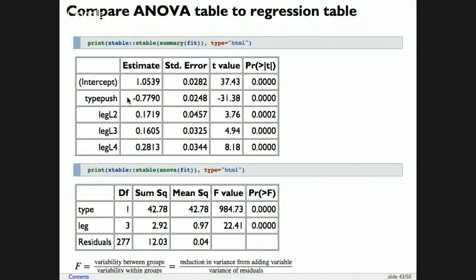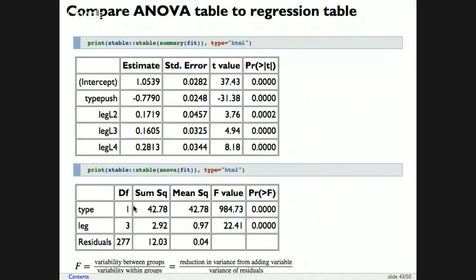So what we saw before were these estimates for each of the coefficients, along with a standard error and a p-value for each of those coefficients. What we see in the ANOVA table is somewhat different, and it's quite a bit simpler. There's no intercept, there's no dummy variables in it. You just see type, not type push. You just see leg, not leg L2, leg L3, leg L4. So there's just one row per variable in the model.